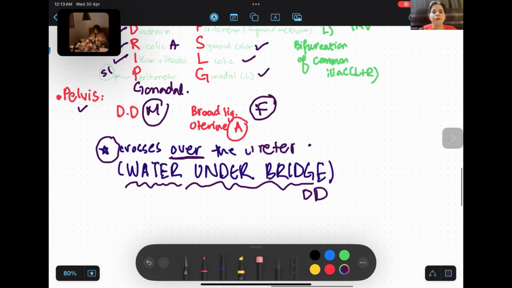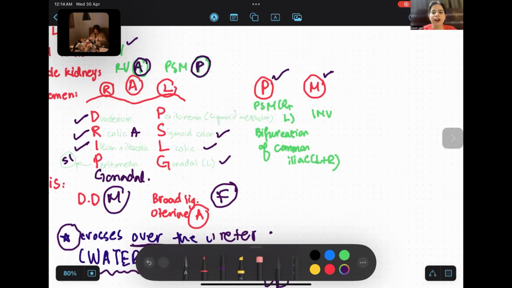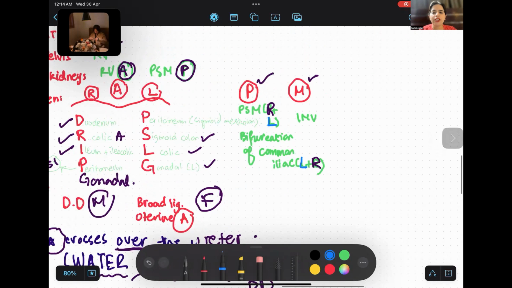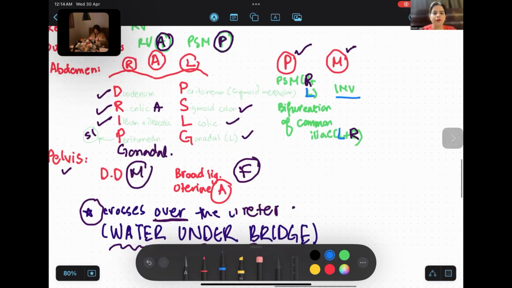Now coming to the posterior relations, on the right side, you have your right psoas major and bifurcation of the common iliac of the right side. And on the left side, posterior relations are psoas major of the left side and bifurcation of the common iliac artery on the left side. And medially, you have your inferior mesenteric vein. I think we are done with the relations.